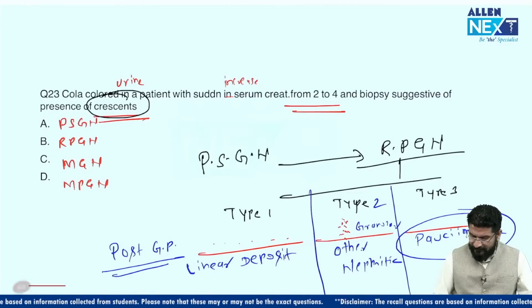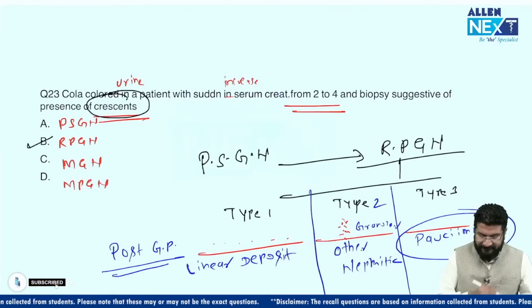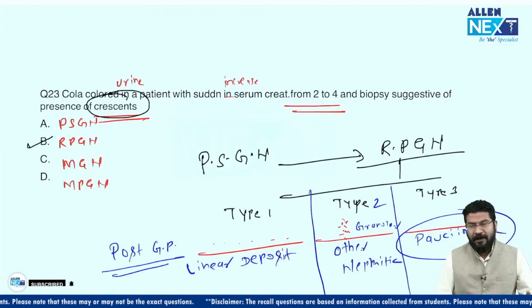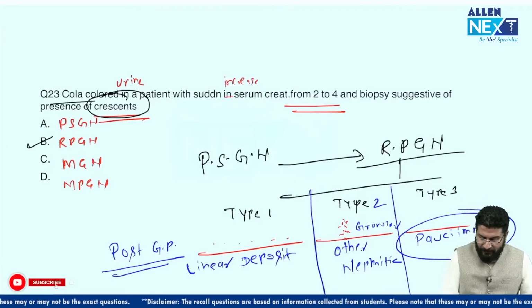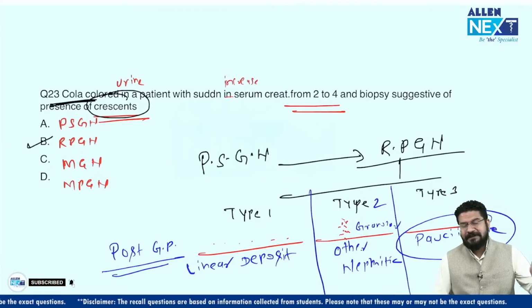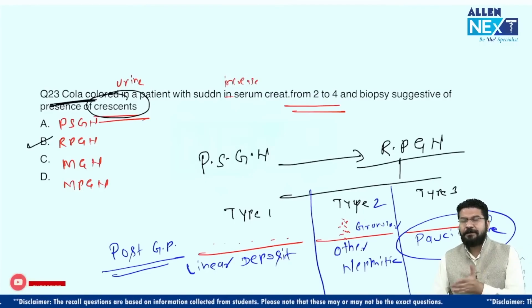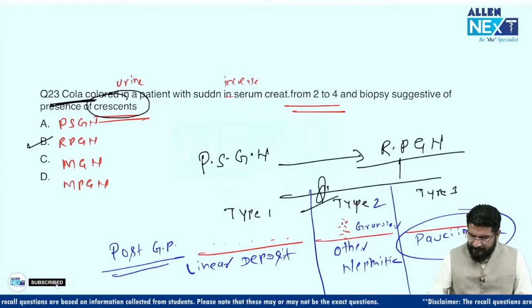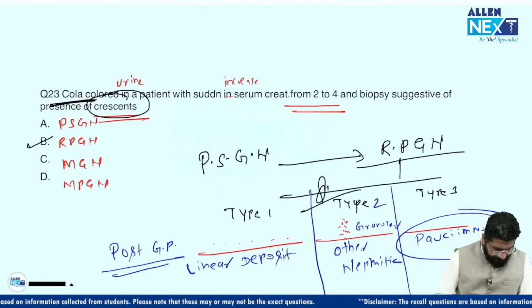So the answer for this question is RPGN, because this is now a PSGN. Just by seeing cola colored urine, don't mark the answer PSGN. It's a PSGN that has already converted into RPGN. Which RPGN? Type 2 RPGN. This is the best answer. Clear?